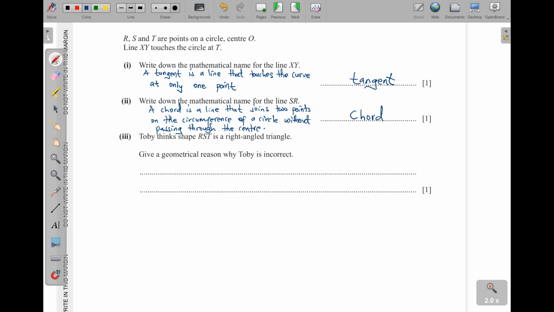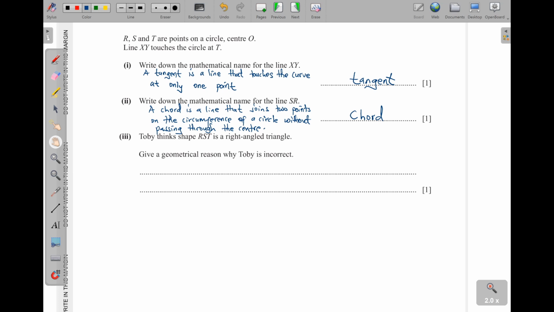Okay, then the diameter is the line that joins 2 points on the circumference of the circle but passes through the center of that circle. And then we also have a radius, which is the line that joins the center of the circle to any point on the circumference of a circle. Okay, then Roman 3, they're saying Toby thinks shape RST is a right angled triangle. Give a geometrical reason why Toby is incorrect.